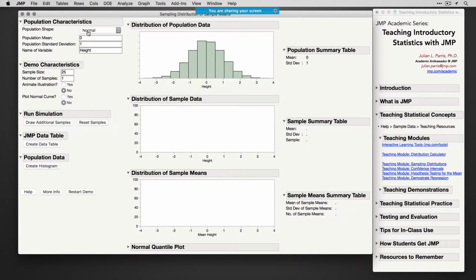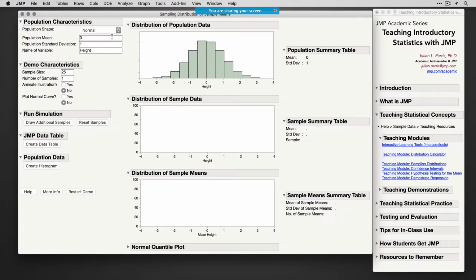So setting up some distribution in the population with some particular shape. We have characteristics of the demo: how many samples we want to take when we click a button. So as I draw additional samples, how many do I want to take? And what is the size of each sample I take? And then some additional tools, and I'll show you what these do in just a second.